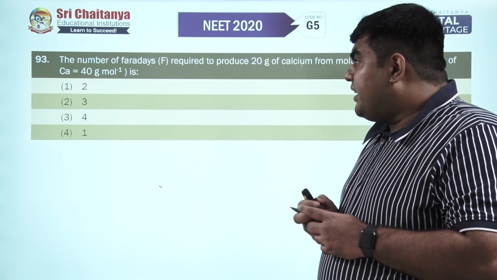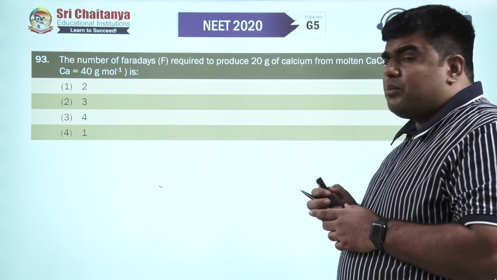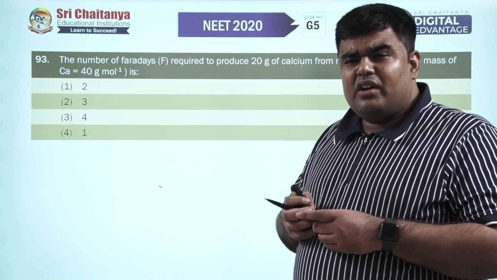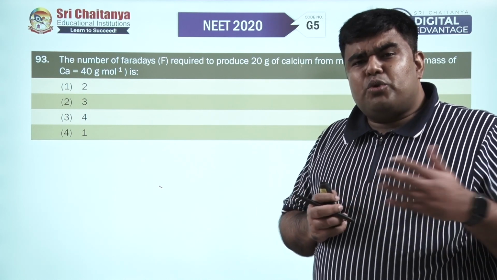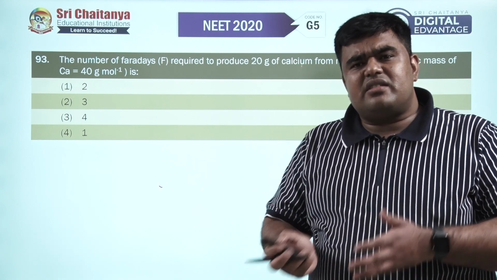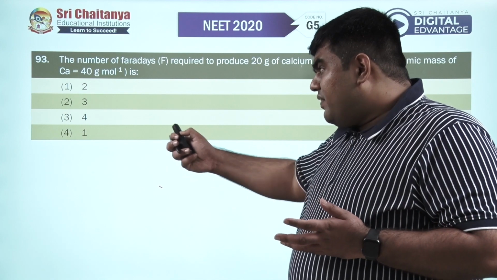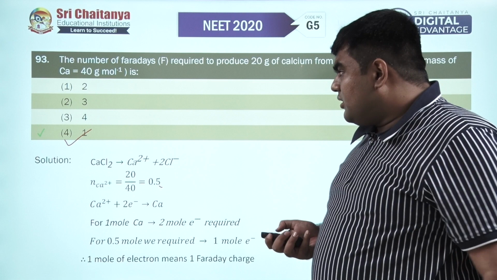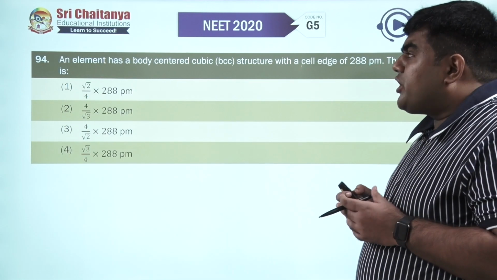So let's discuss 93. The number of Faradays required to produce 20 gram of calcium from molten CaCl2. 20 gram of calcium is nothing but 0.5 mole of calcium. Now for 1 mole Ca2+ we require 2 mole of electron. So for 0.5 mole we need 1 mole of electron. Now 1 mole of electron translates to 1 Faraday, that is 96500 coulomb. So 1 Faraday, the fourth option, is the correct option for question number 93. So this is the solution. Let's move to question number 94.